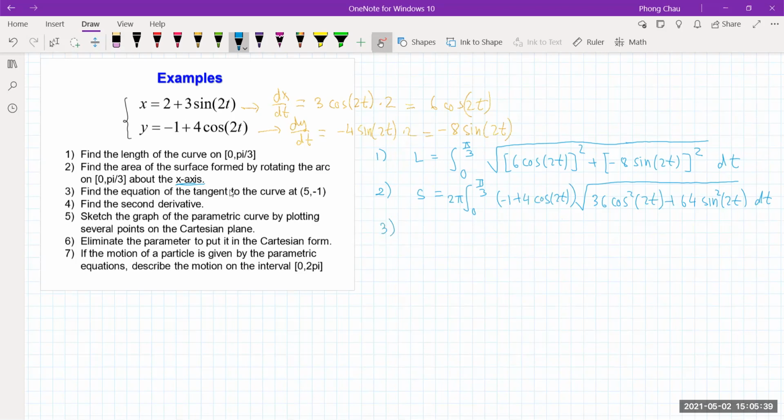Number 3, find the tangent line. To find the tangent line, you need the slope. To find the slope, you need the derivative, and the derivative is dy/dt over dx/dt. So that is negative 8 sine of 2t over 6 cosine of 2t. Then you figure out the t value, plug it into the slope, and then we get the equation. All right, so that would be the second part of 10.3.